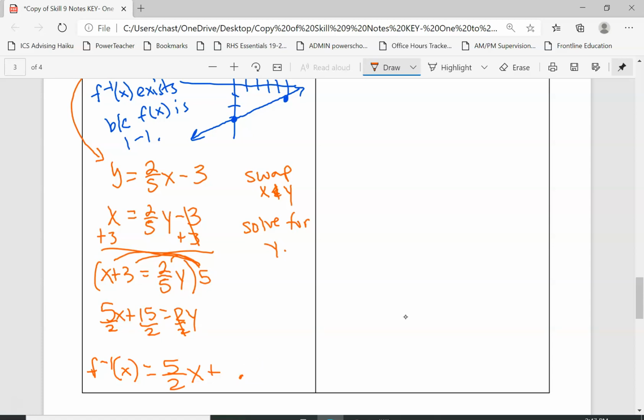And honestly, it doesn't matter. It depends on if you're going to graph it or not. So some people may want that as a decimal to see how it graphs.